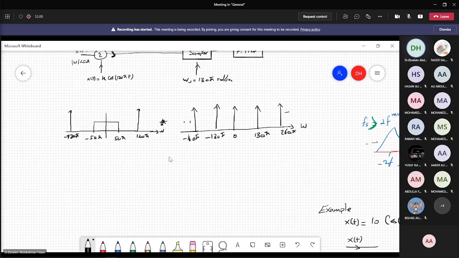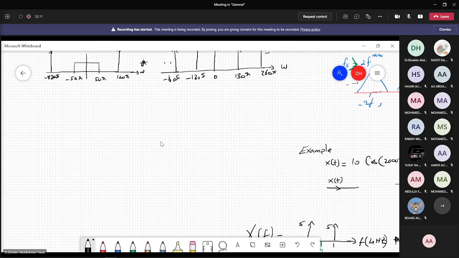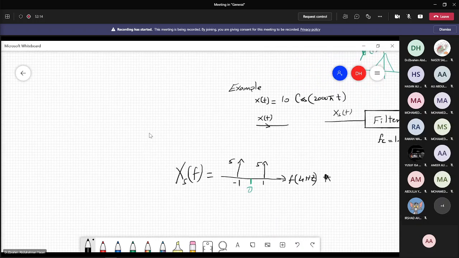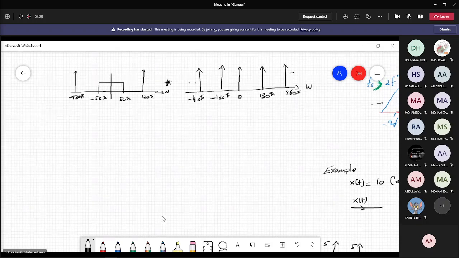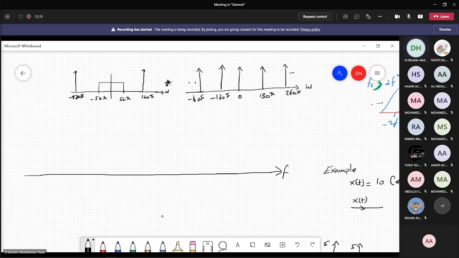So what do we get here? So this is omega. I will get the original one. Let me keep this at 0, so I will get this, 50 pi, and here 120, and minus 120.